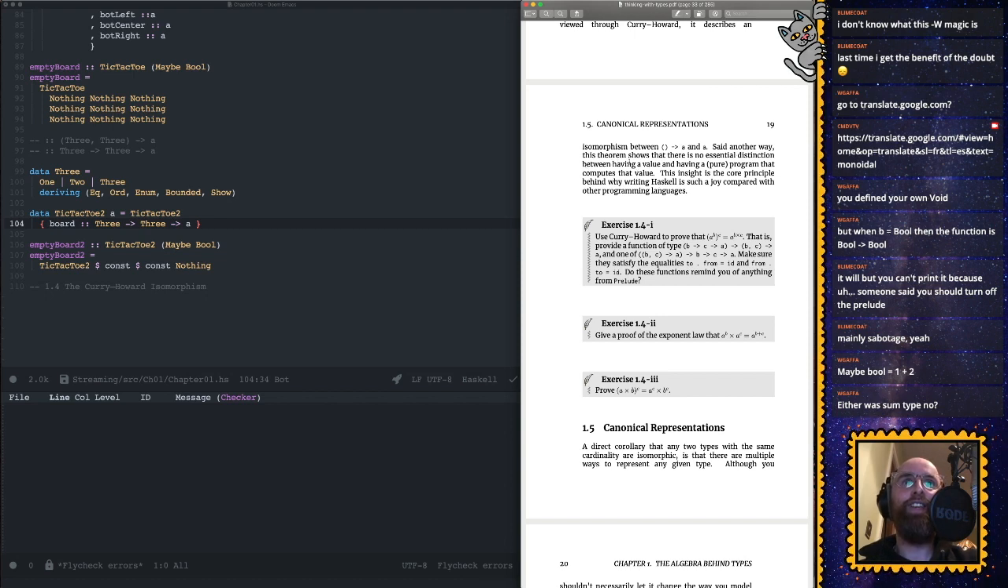Said another way, the theorem shows that there is no essential distinction between having a value and having a pure program that computes that value. This insight is a core principle behind why writing Haskell is such a joy compared with other... Oh, I already read that. Sorry.